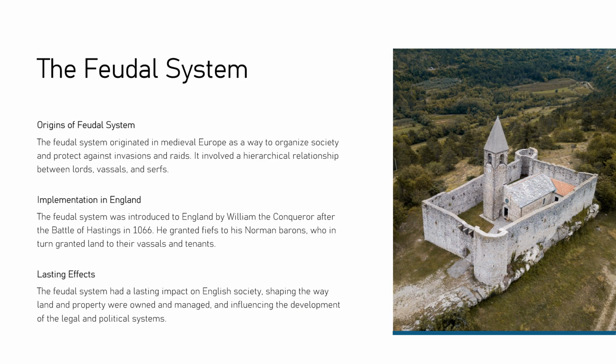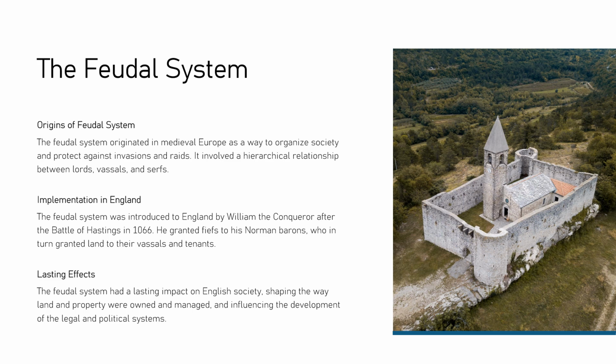The feudal system. Origins of feudal system. The feudal system originated in medieval Europe as a way to organize society and protect against invasions and raids. It involved a hierarchical relationship between lords, vassals, and serfs.